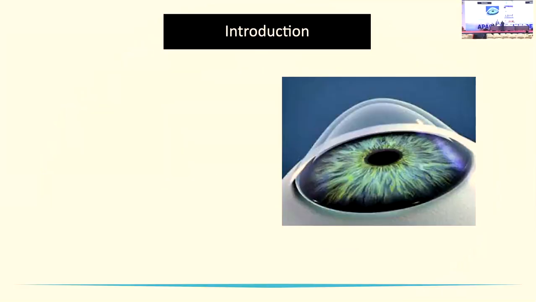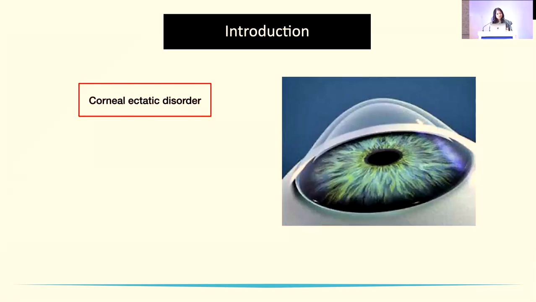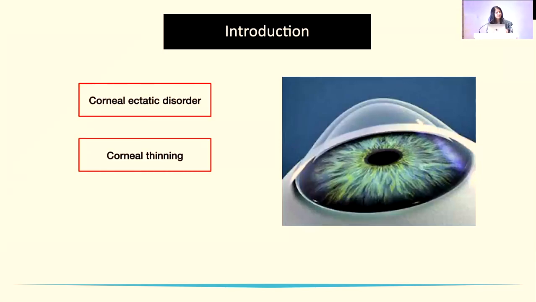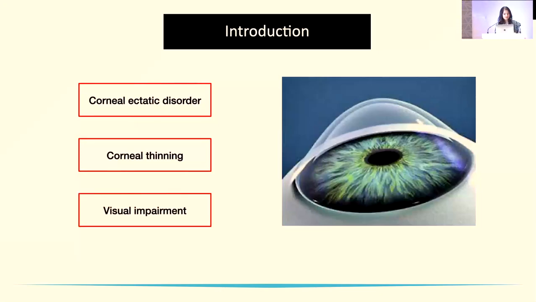Good morning. I'll be talking to you all about ectatic corneal disorders and how to manage them. Initially we'll look at what is corneal ectasia and keratoconus. In corneal ectatic disorders, essentially there is corneal thinning, which causes visual impairment because of the corneal shape distortion, because it is no more able to hold its own shape.